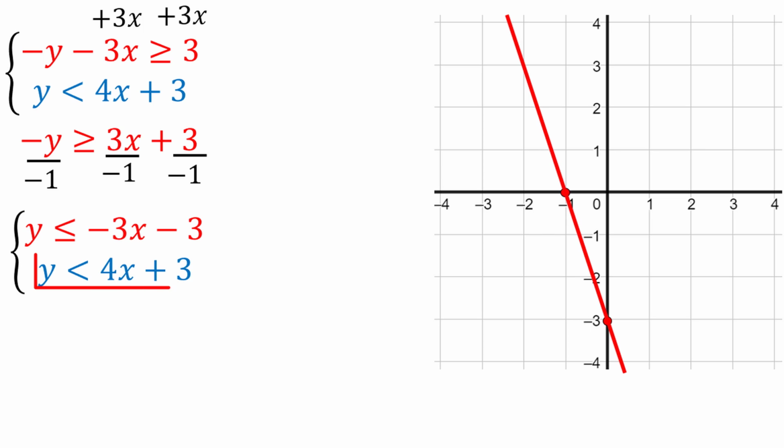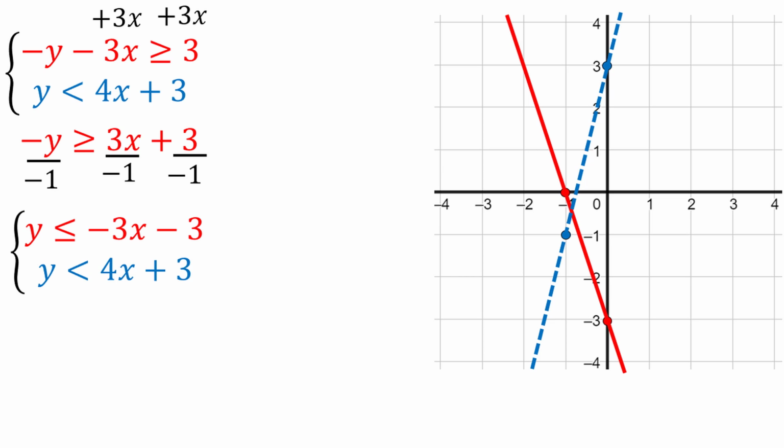For y is less than 4x plus 3, we have a y-intercept of 3, so the point 0, 3 is on the line. We would normally have another point up 4 and 1 to the right, but again that would put us off the page. Instead of up 4 and 1 to the right, we can go down 4 and 1 to the left to find another point on the line. We can connect the dots to draw our line, but since we have a less than sign and not a less than or equal to sign, we use a dotted line to indicate that points on the line are not included in the solution.